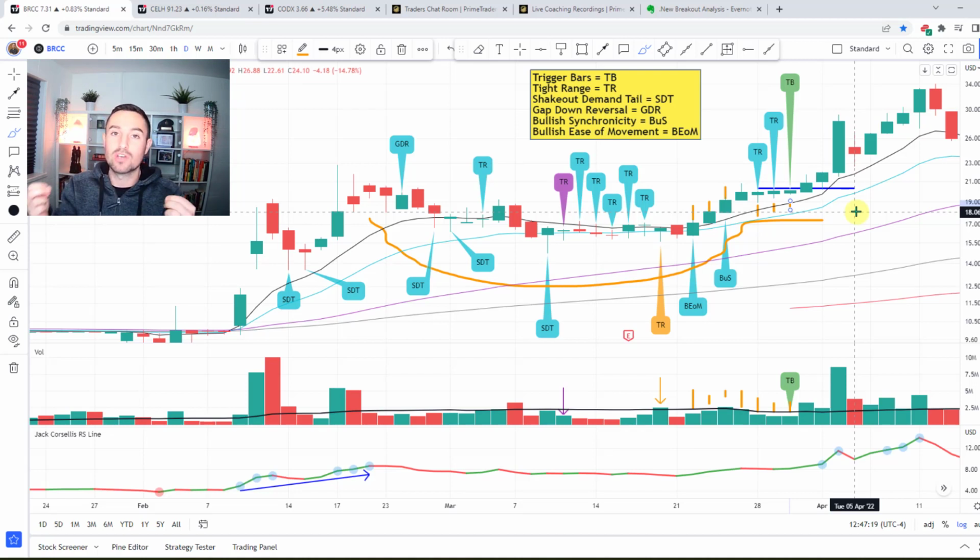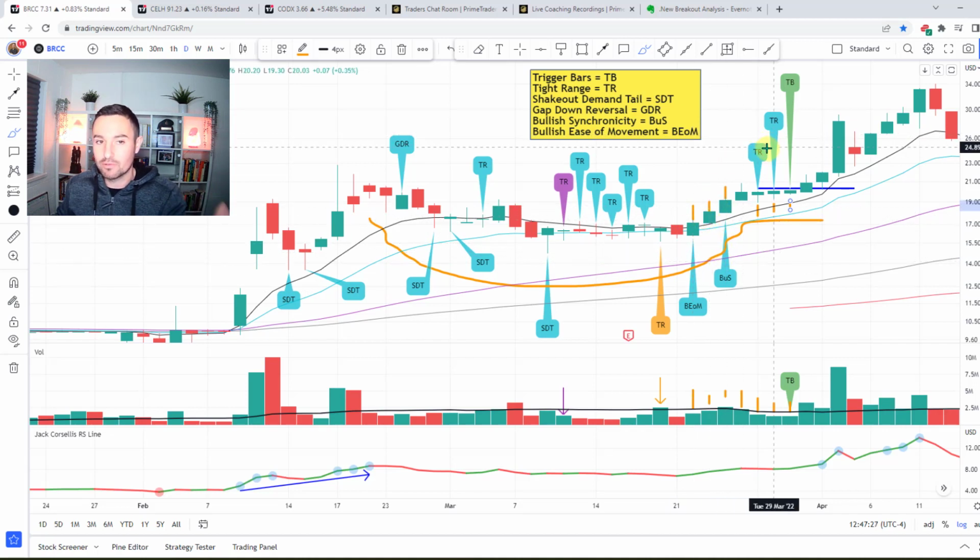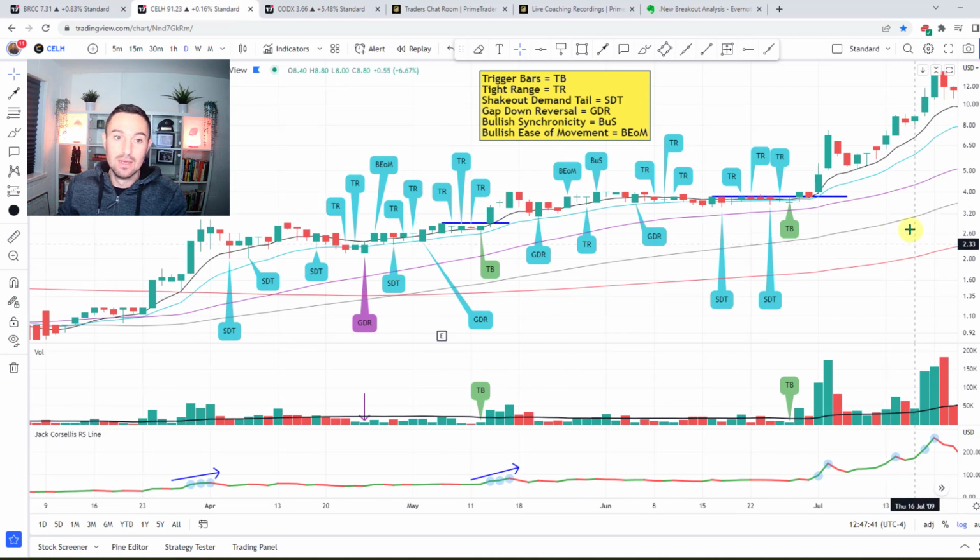Then you can look to time your entry points when you're getting the evidence that demand has become dominant: bullish ease of movement, bullish synchronicity bars, and then those tight range candlesticks coming through. Whether you're looking at the monthly, the weekly, the daily, the 1 hour, the 15-minute, it's all just supply and demand if you're trading these cup and handle flags, VCPs, Davis boxes, whatever. But these are the type of setups I like to be looking for.